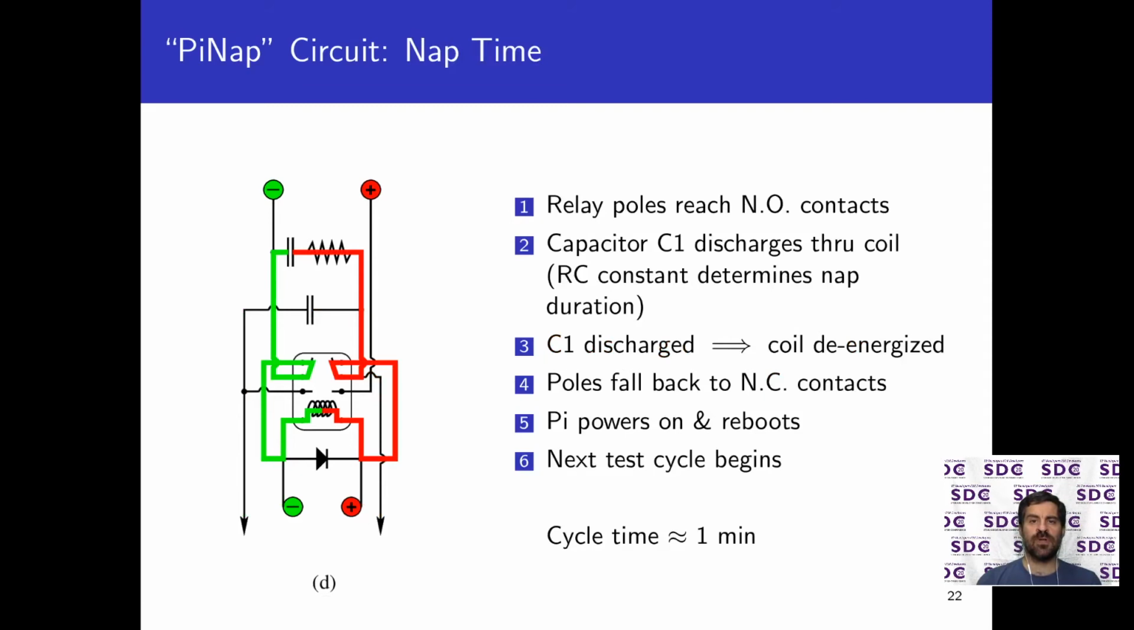When the relay's poles reach the normally open contacts, capacitor C1 discharges through the relay coil, keeping the relay poles at the normally open contacts and thereby keeping the Pi powered off until the energy in the capacitor is depleted. The capacitance of C1 and the resistance of the resistor together determine the duration of the power-off period. When C1 is spent, the relay coil de-energizes, the poles fall back to their normally closed contacts, and the Pi powers on and reboots, starting the next test cycle.